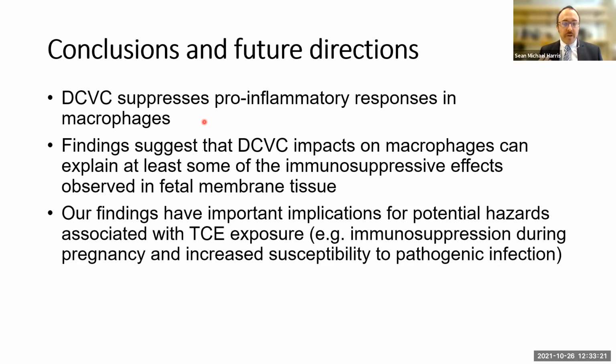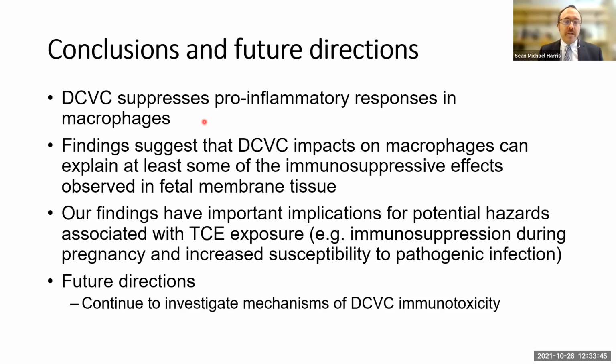For example, if immunosuppression in these tissues during pregnancy leads to an increased susceptibility to pathogenic infection, potentially this could lead to increased susceptibility to a variety of adverse pregnancy health outcomes, like I said, miscarriage, premature rupture of the membranes, maternal and fetal, neonatal and fetal effects as well.